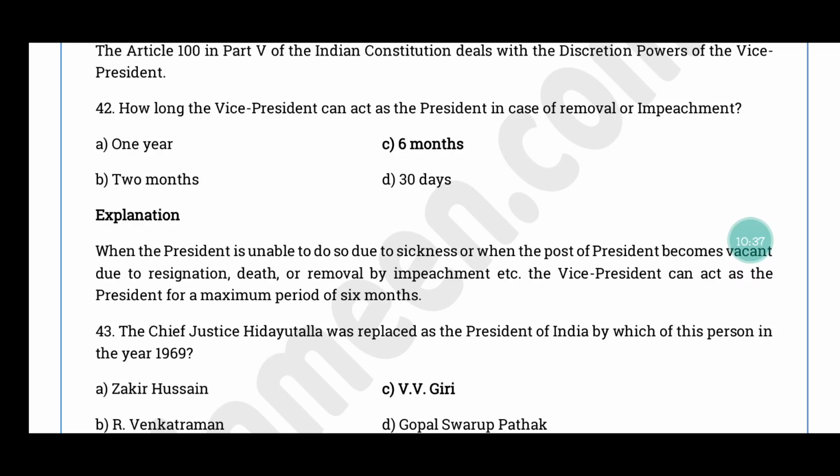President unable இருக்காரு due to sickness or போஸ்ட் ஆஃப் பிரசிடென்ட் வந்து வேக்கண்ட்டாக இருக்குது, எதனாலனா ரெசிக்னேஷன், டெத் இல்லைனா ரிமூவல் ஆஃப் இம்பீச்மெண்ட்லாம். இந்த வைஸ் பிரசிடென்ட் வந்து ஆக்ட் அஸ் தி பிரசிடென்ட் ஃபார் அ மேக்ஸிமம் பீரியட் ஆஃப் 6 months.